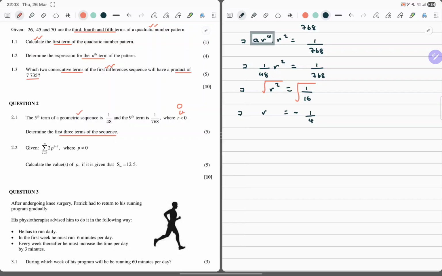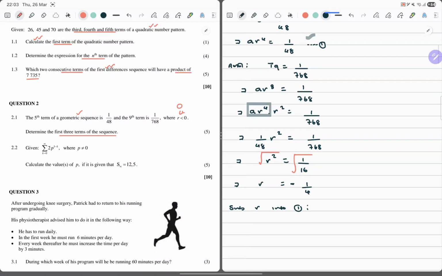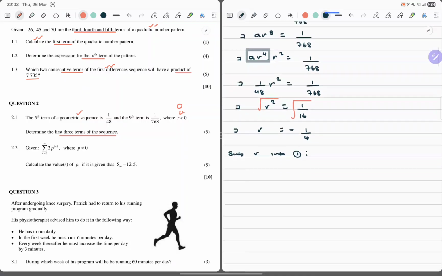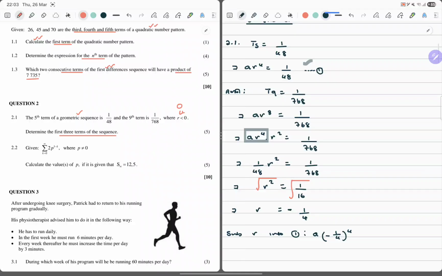So we want term 1. So let's see, we can sub r into 1, because what we need is to find the A value. So this means we've got A into minus 1 over 4 to the exponent 4.